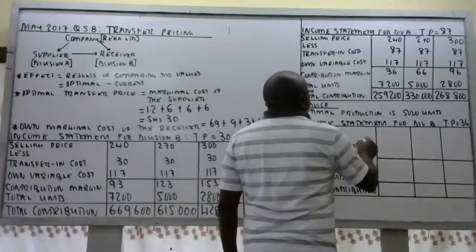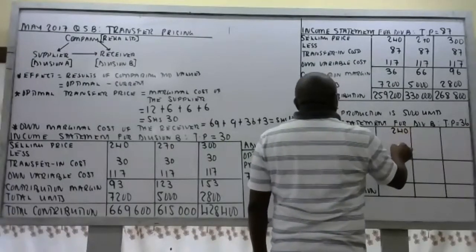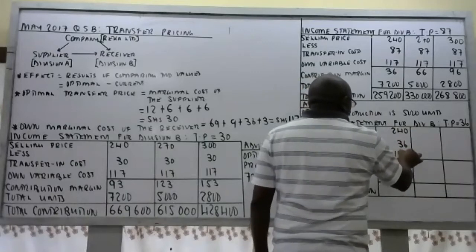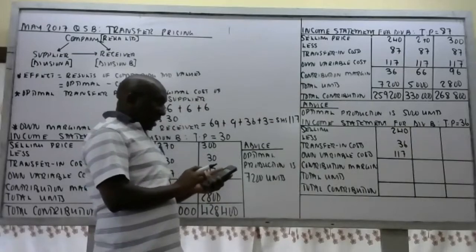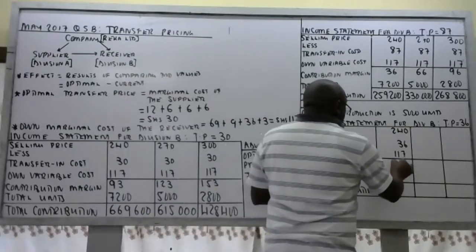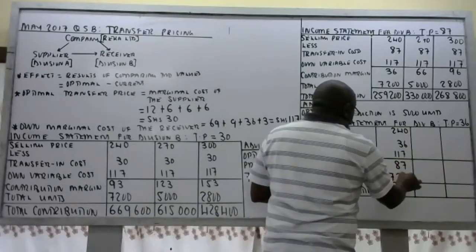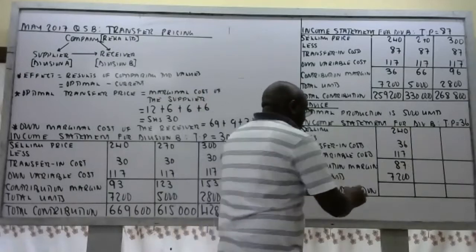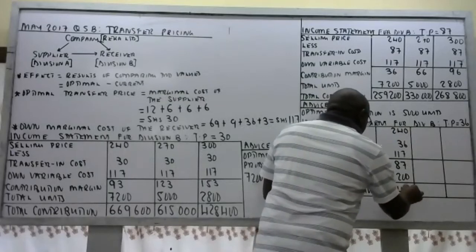So the selling price is 240. Transfer is at 36. This is 117. So say 240 minus 36 minus 117 is 87. And the units are 7,200. So times 7,200, I get 626,400.